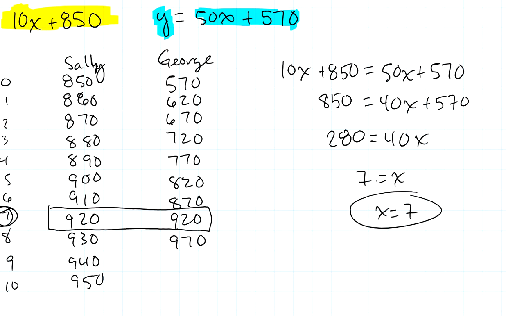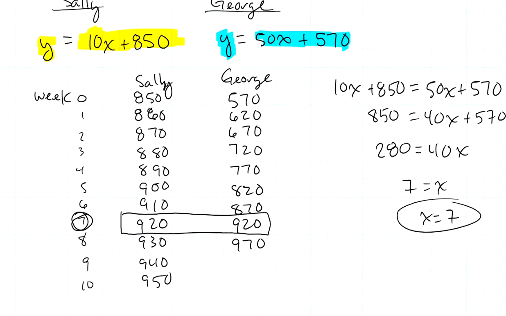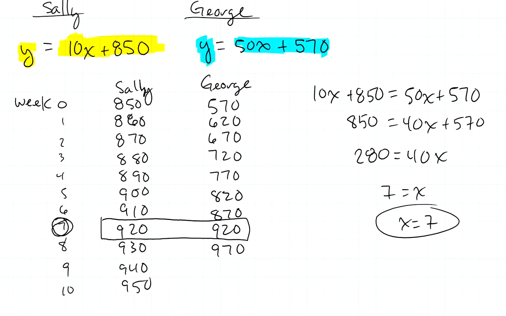So you can see either way, right? Either by setting their respective expressions that say what their score is at x weeks equal, I set the Sally part, 10x plus 850, equal to the George part. And this answers the question, what value of x will make these the same? Well, when these are the same, that means they have the same score. And when x is 7, those two scores will be the same.